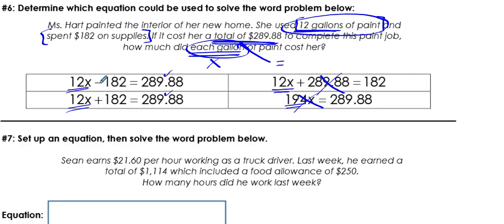So the last thing I have to decide, am I adding or subtracting? When you spend money, you might be thinking that's got to be subtraction because you're losing that money. But really, we're spending all of this money. You're spending money on the paint. You're spending money on the supplies. We're adding those two together to find the total. So it has to be that equation. 12 times however much the paint costs, plus the supplies, adds up to a total of $289.88.